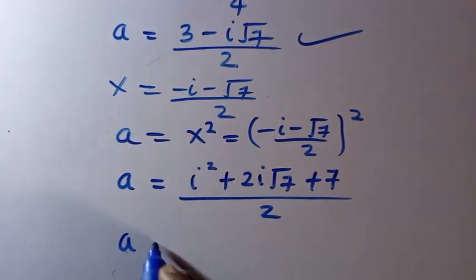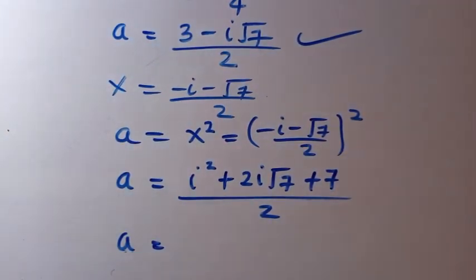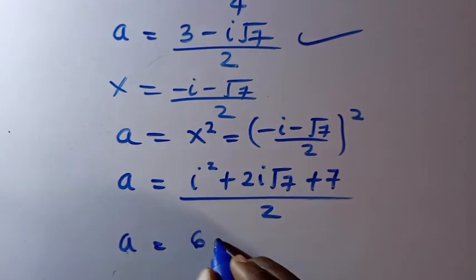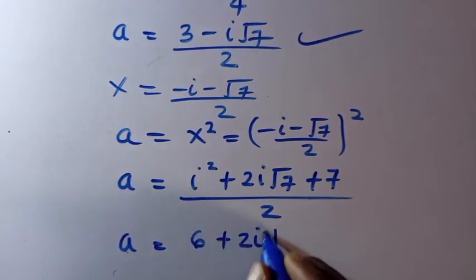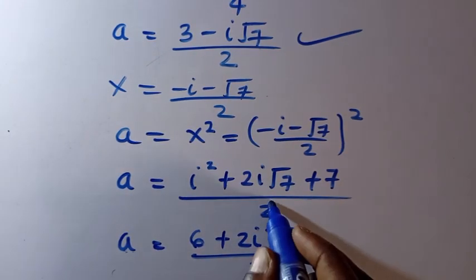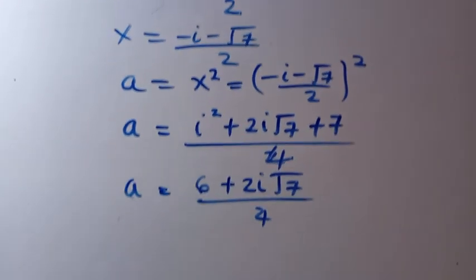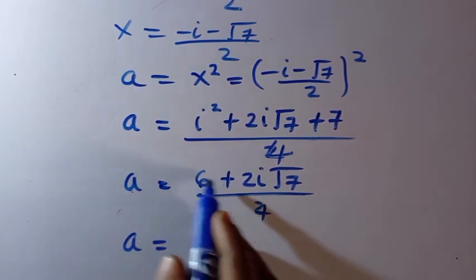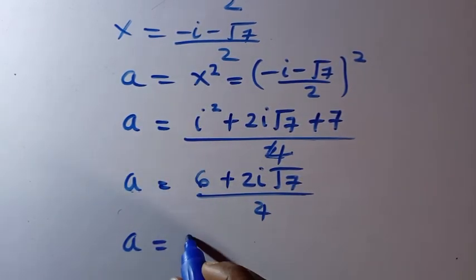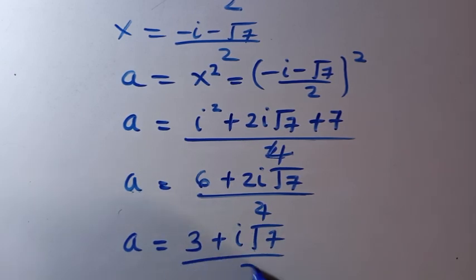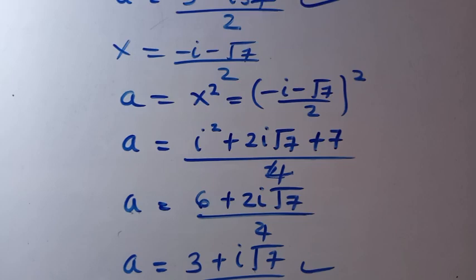Then we have a equals, so this and this cancel, and we have 6 plus 2i root 7 divided by 4. As our a here equals, when we divide, we have 3 plus i root 7 divided by 2. And that is the other solution to this.